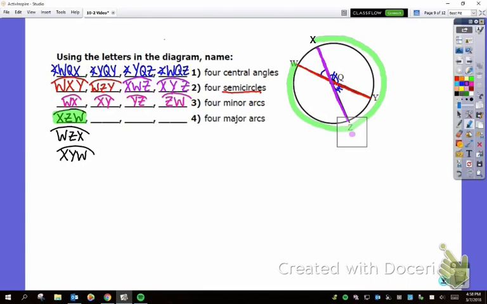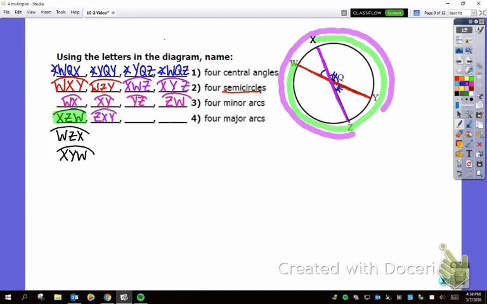and then we could go from Z to X, and Z to X is 180, but then we can go past it to Y. Okay, so that is another major arc that we have. I'm going to name it ZXY. But we could, again, name it a couple different ways. We could name it going backwards. We could name it YXZ.